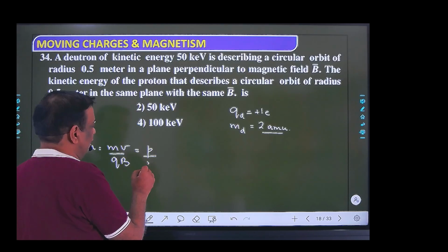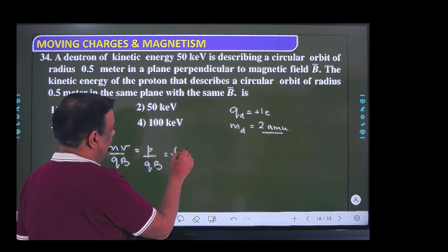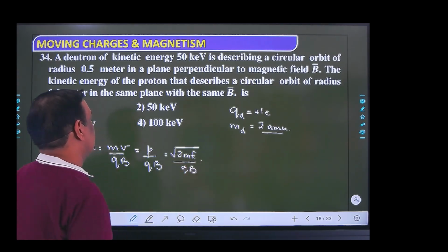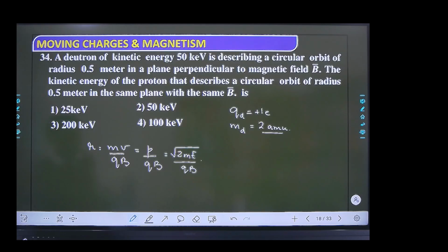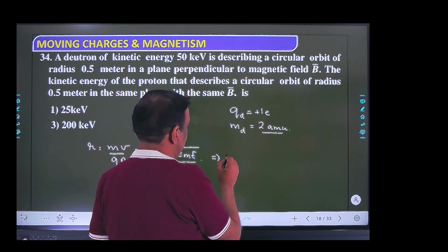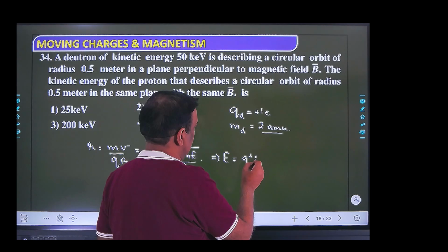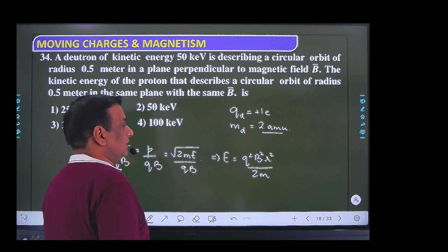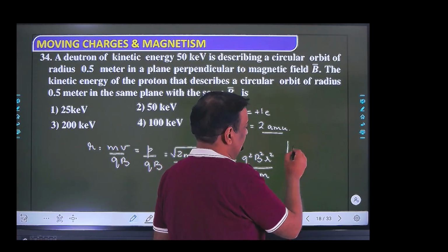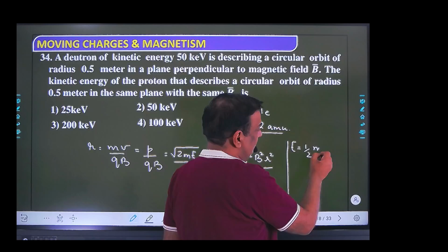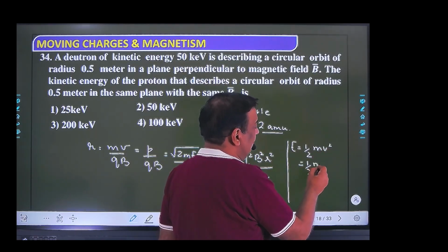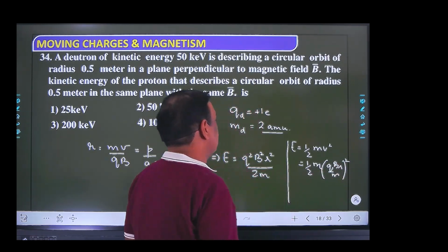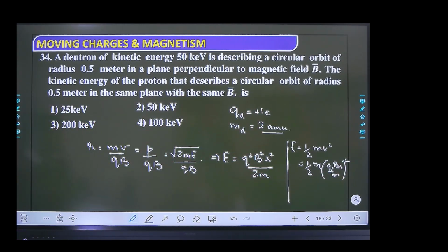That's momentum upon qB. And momentum is... that means you can say E is equal to... इसको हम डायरेक्ट भी कर सकते थे ऐसे. Energy is half mv square and v is qBr over m. So energy is q square B square r square by 2m.